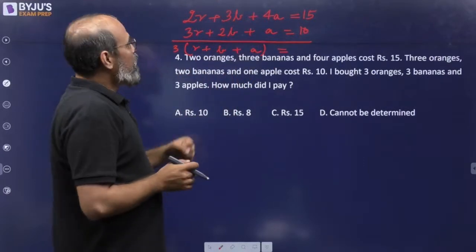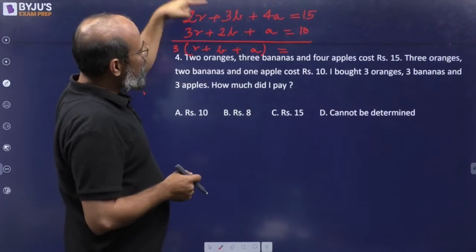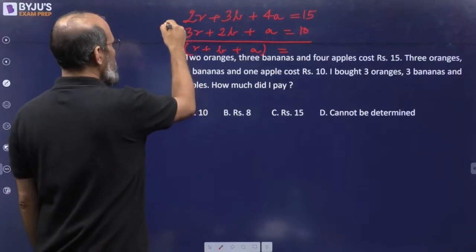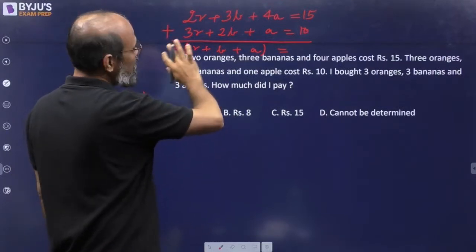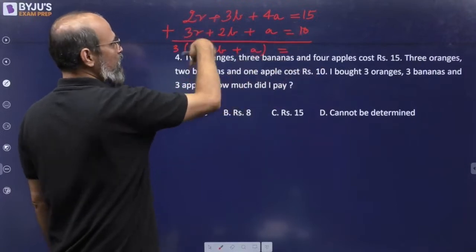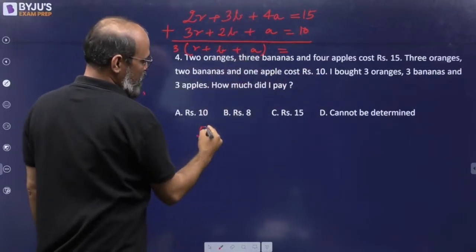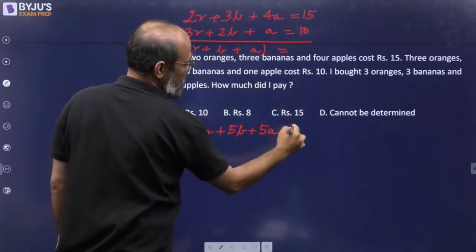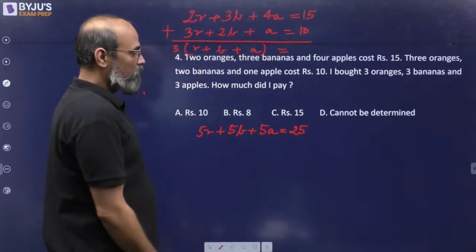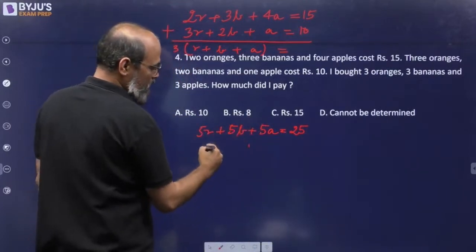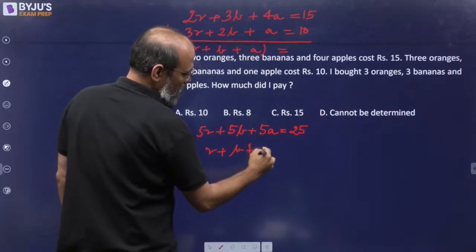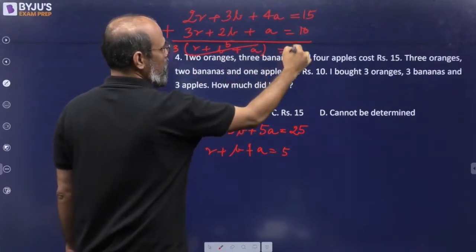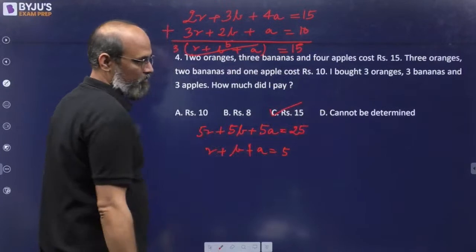Okay? So, क्या करा जाए कि we get R plus B plus A. So, if you pay a little attention you will realize that if you add them, you will get sum as 5R, 5B, 5A. So, we will get 5 times oranges, 5 times bananas, and 5 times apples, and this is going to give us 25, 15 plus 10. बोले तो oranges plus bananas plus apple is going to be 5. अब ये 5 है, तो इसको इधर रखने का, ये आपको आंसर दे देगा, just like I said.